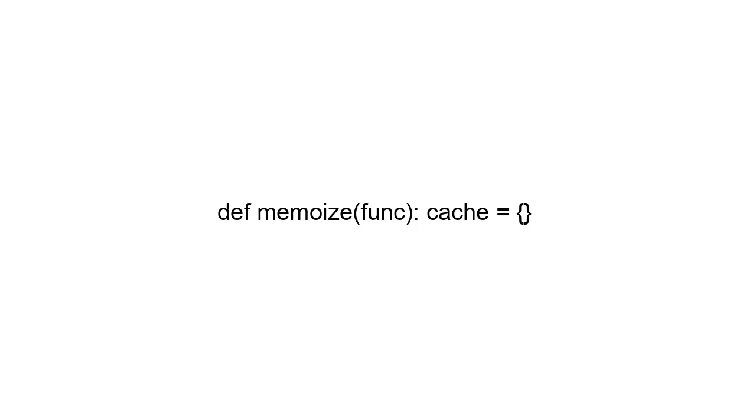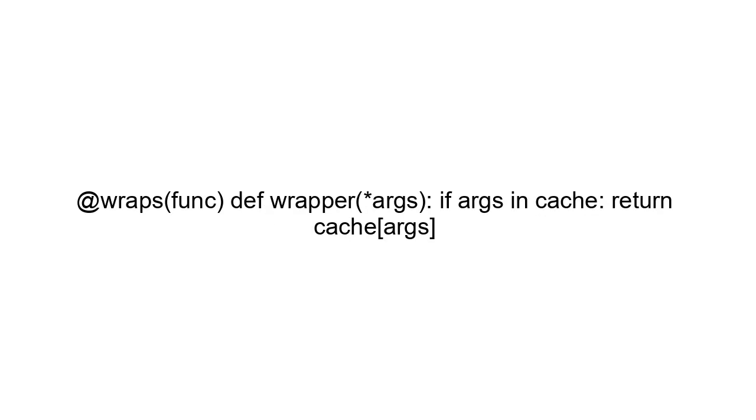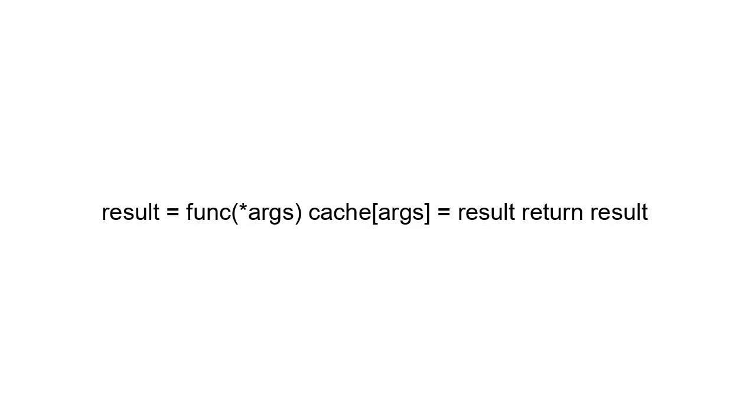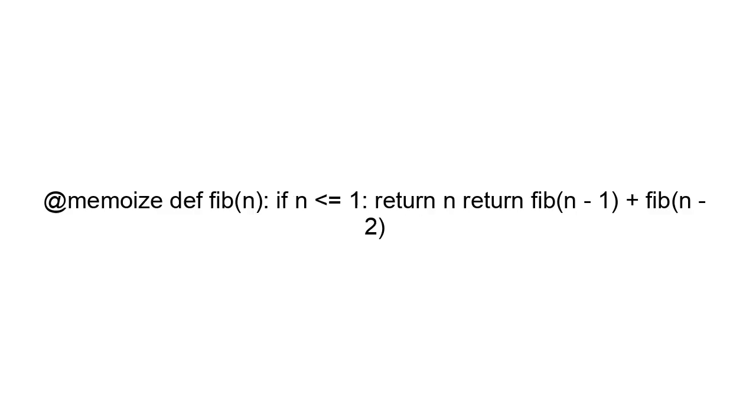Complete improved version. From functools import wraps. Def memoize(func), cache equals an empty dictionary. @wraps(func) def wrapper(*args). If args in cache, return cache[args]. Result equals func(*args). Cache[args] equals result. Return wrapper. @memoize def fib(n). If n is less than or equal to 1, return n. Return fib(n-1) plus fib(n-2).